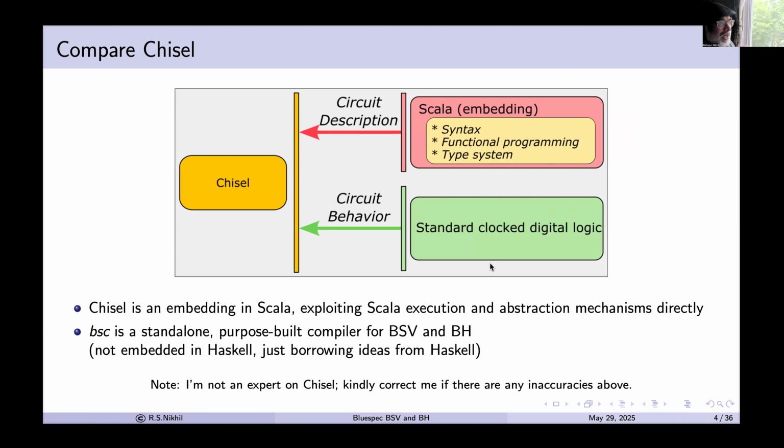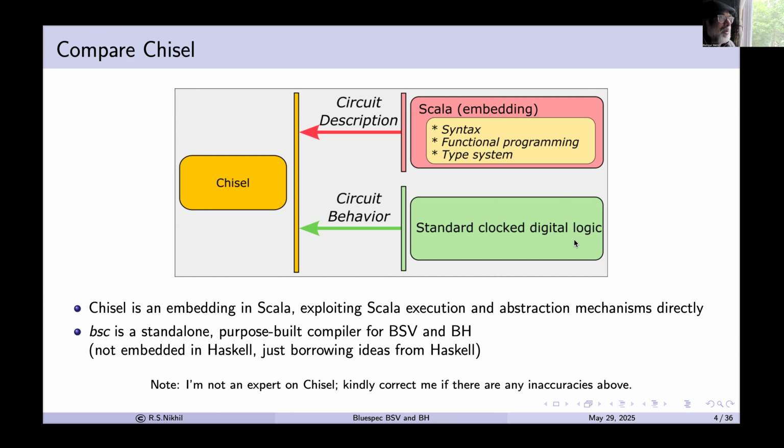When you describe a circuit, ultimately the circuit behavior is in some sense no different from, say, Verilog or System Verilog. It's standard clocked digital logic. So these are the two ways in which you can see BSV is a little different from Scala. On the circuit description side, it's kind of accidental. We happen to use Haskell, and Chisel happens to use Scala. You could flip those. Both languages would be fine if you did that. But the idea is basically the same, to use a modern functional programming language and its type system to do this.